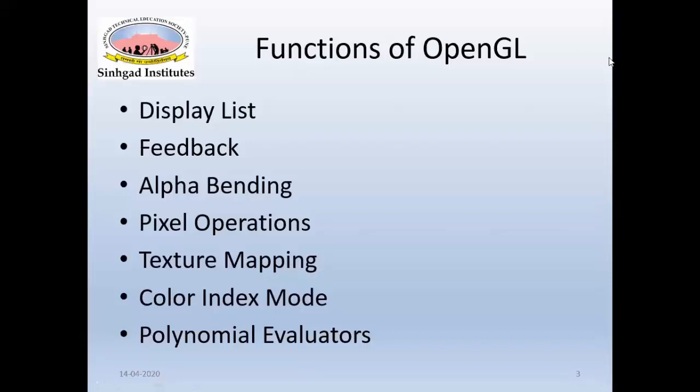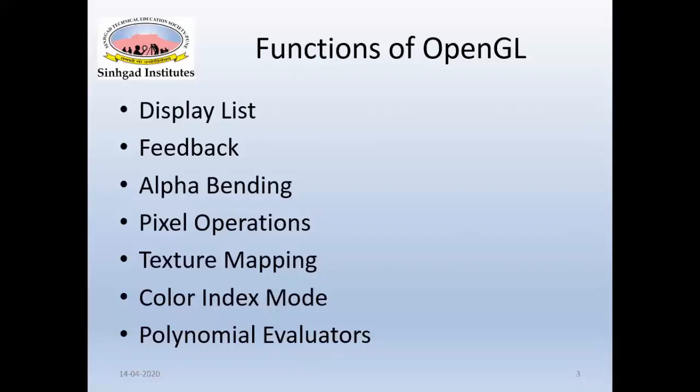Fourth, pixel operations. There are different operations carried on pixels such as storing, mapping, zooming, transformation, etc. Fifth, texture mapping. It is used to create realistic effects in images. In this process, we are applying different graphics primitives on images.